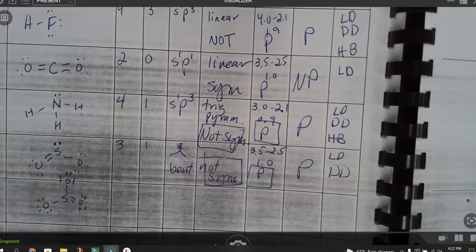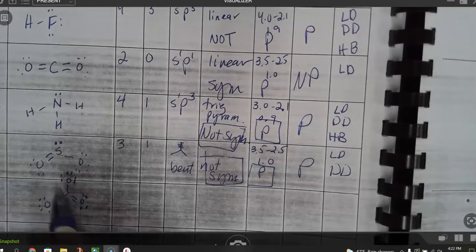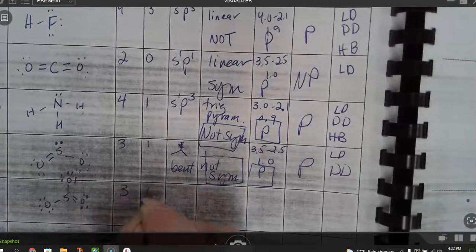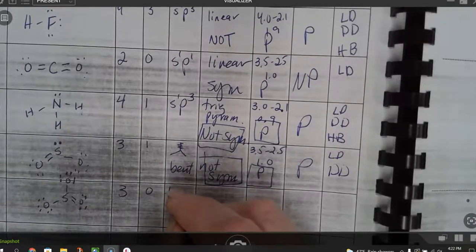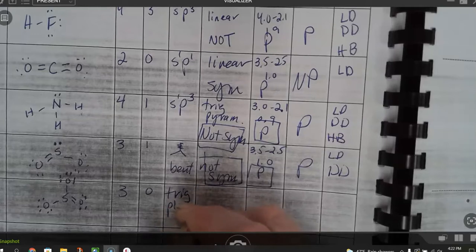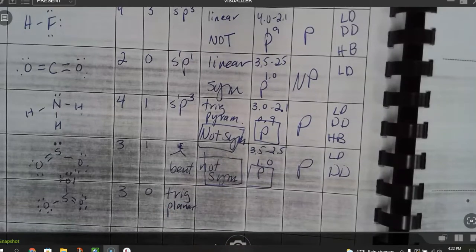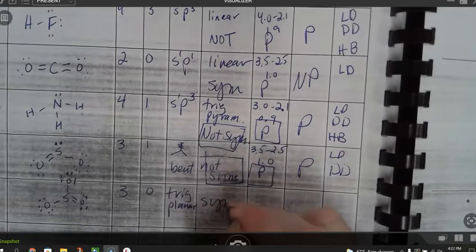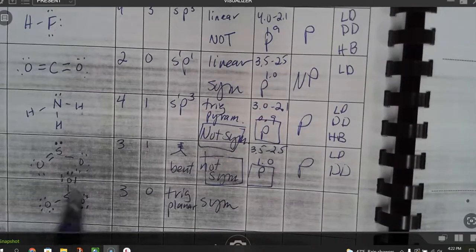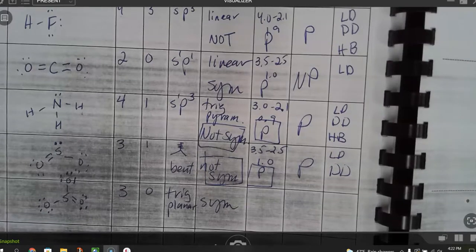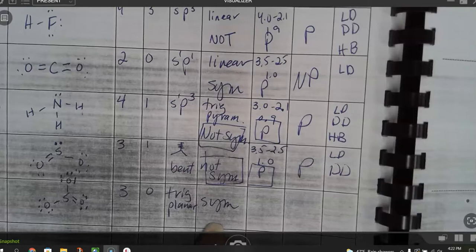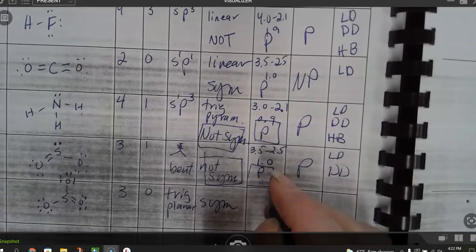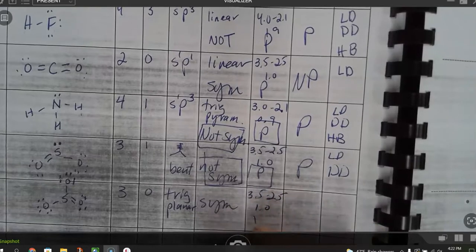Finally, SO3, sulfur trioxide. I do have 3 things on it with no lone pairs, so it is trigonal planar. And folks, it is perfectly symmetrical. How do I know that? 2 reasons. No lone pairs, and everything off of the sulfur is the same element. I have 3 oxygens off the sulfur, making it perfectly symmetrical. What about my bonds? Same as before. 3.5 minus 2.5 is 1.0, so it's polar bonds.